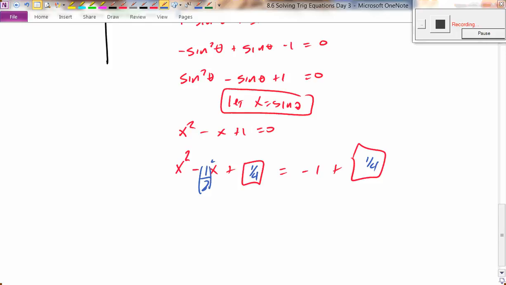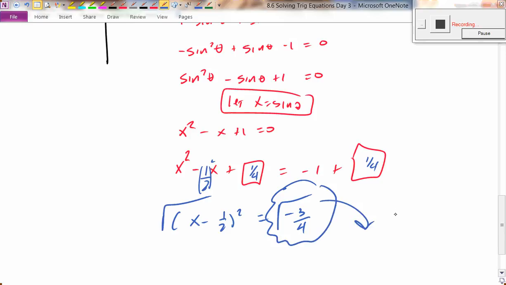Half of the b value squared, which is half of a half. So then you can change that to the quantity x minus 1/2 squared. Yeah, very good. x minus 1/2 all squared equals negative 3/4. Then what do you do? Then you take the square root of both sides. And then what happens? So then you get an imaginary number. Look at this business over here. Is this possible? No, that's bad, right? That is no real solution. So he comes up with no real solution.